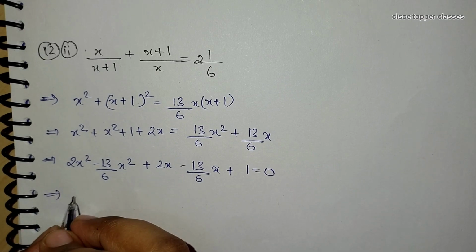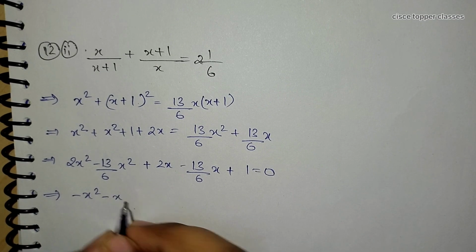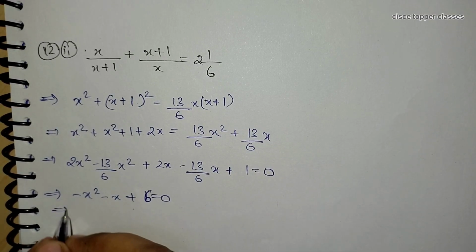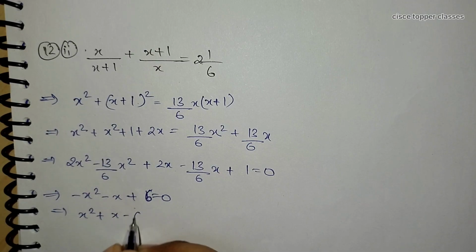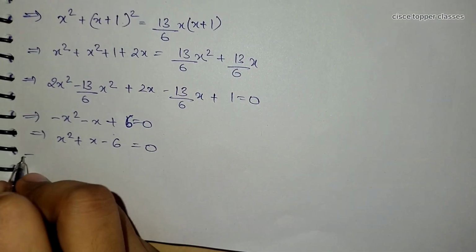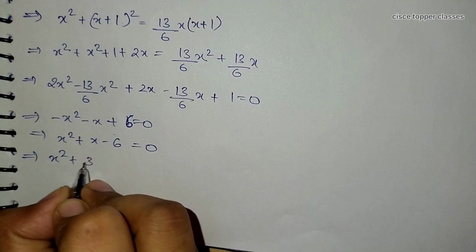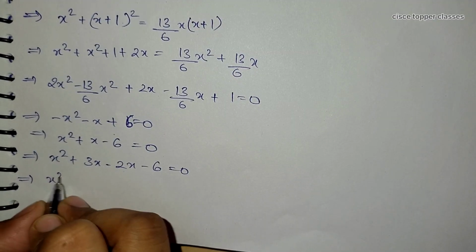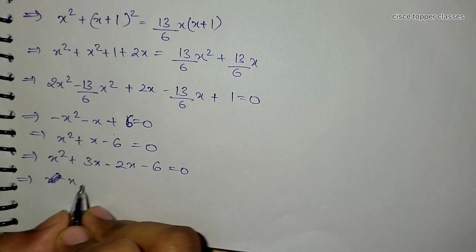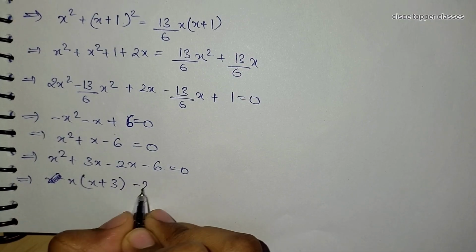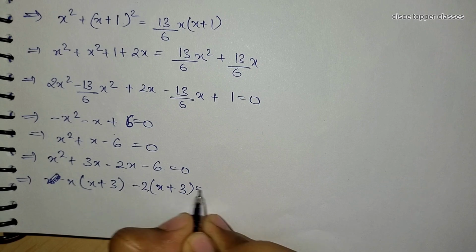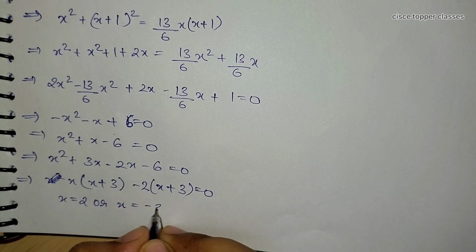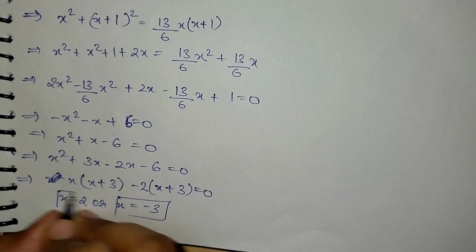So here we can write it as minus x square minus x plus 6 equal to 0, on taking LCM, and here x square plus x minus 6 equal to 0 on multiplying with minus. So x square plus 3x minus 2x minus 6 equal to 0. It will be x square, taking x as common, x plus 3, and here minus 2 is common, here also x plus 3. So we can simply write it as x is equal to 2 or x is equal to minus 3 is the final answer in this question.